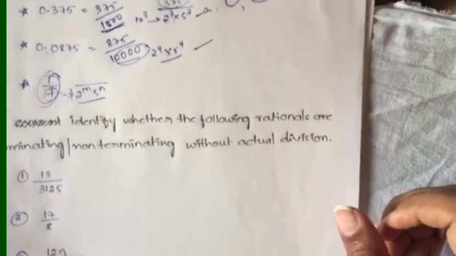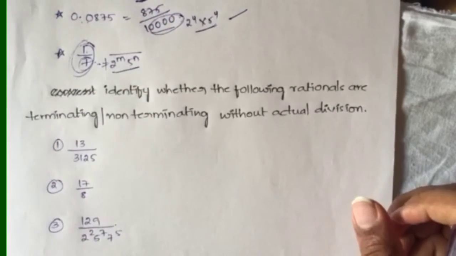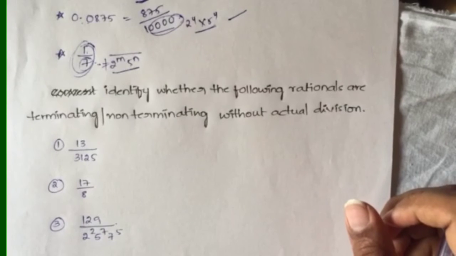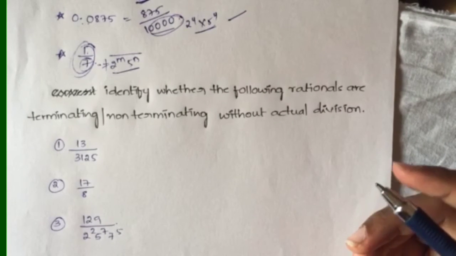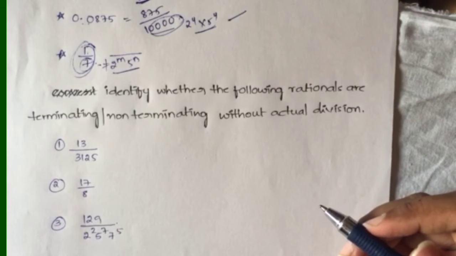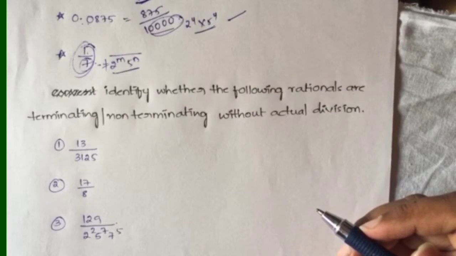These are the exercise problems that you have in 1.4. If you don't have the NCERT textbook, that's fine, because I am writing the questions also here. Identify whether the following rationals are terminating or non-terminating without performing actual division.